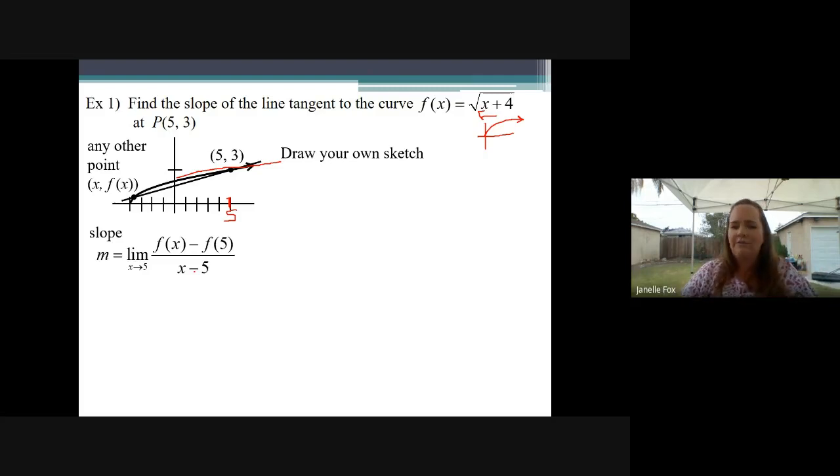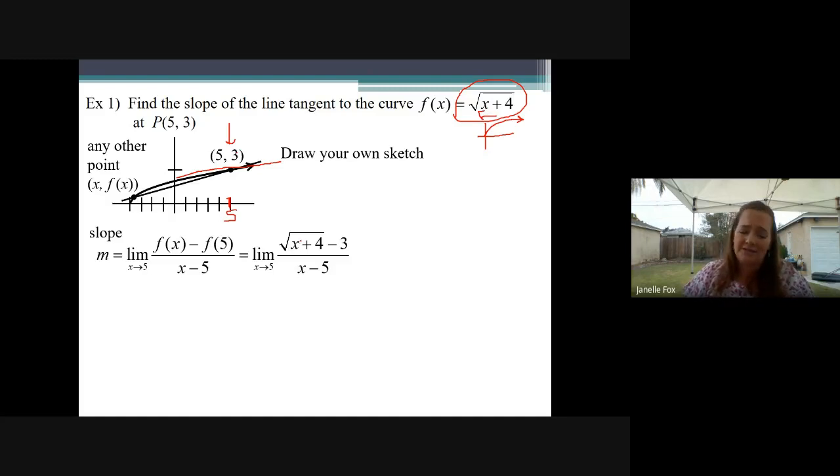So let's go ahead and fill some stuff in. What is f of x? Well, f of x is the equation right here, the square root of x plus 4. What's f of 5? f of 5 means the y value when you plug in 5. And of course, we already identified that that was 3 right here, okay? So that's what I'm going to do. I'm going to say the limit as x approaches 5 of rad x plus 4 minus 3 over x minus 5. Again, if I plug in 5, it's going to be 0 over 0, which is not cool. So how am I going to work with this?